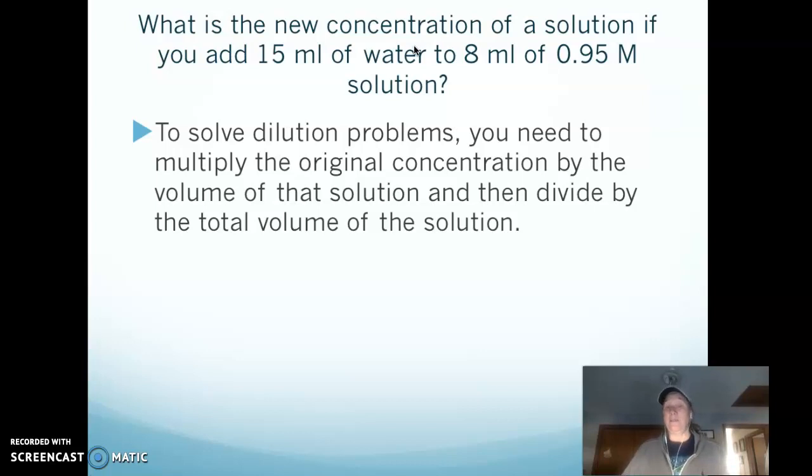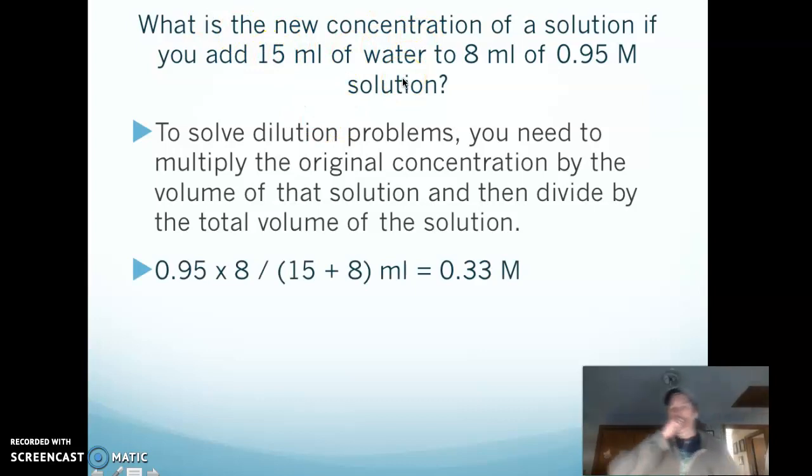I don't want to divide by 15. I want to divide by my total volume, these two added together. So all I have to do is take my original concentration times how much I have of it, 8 milliliters. Now I'm going to add 15 milliliters to it. So 15 plus 8, this is my total volume, 33. So if I take this divided by this, I get 0.33 molar.